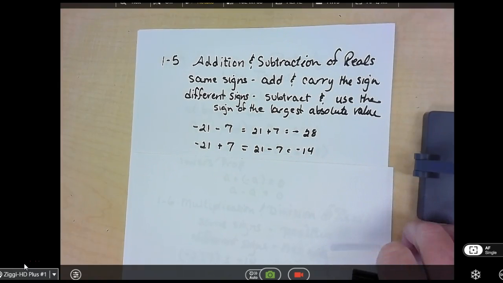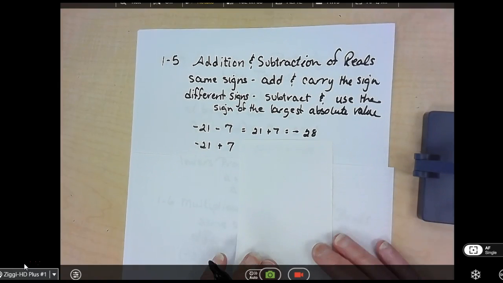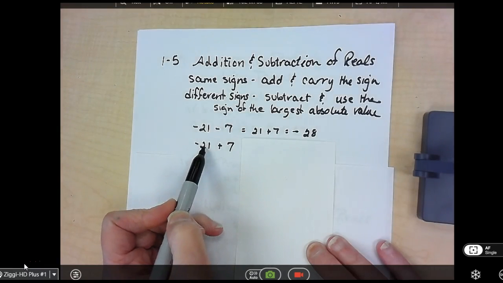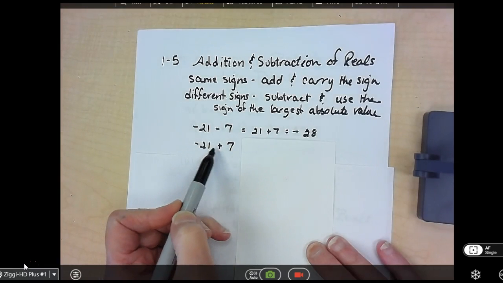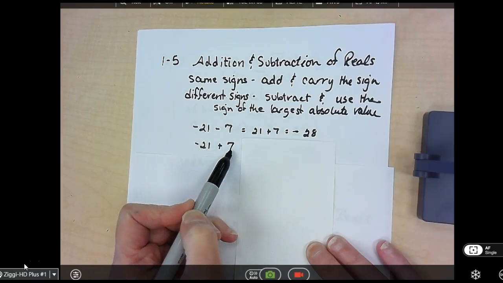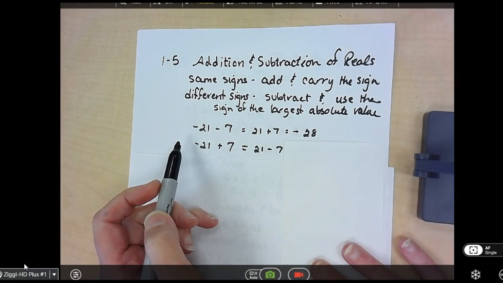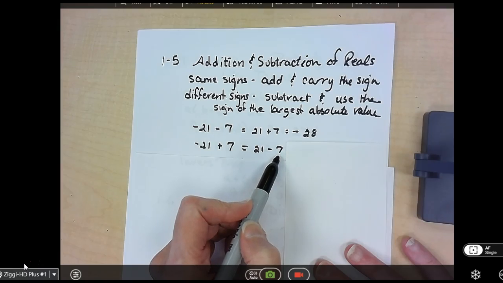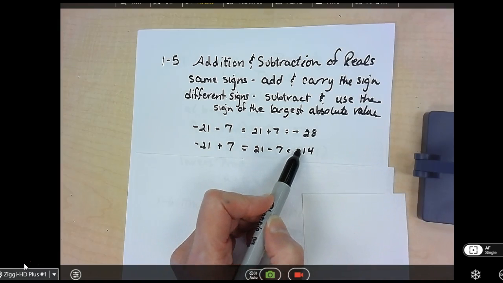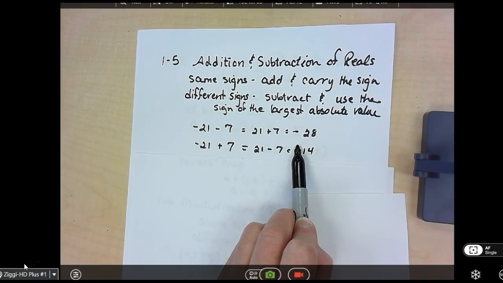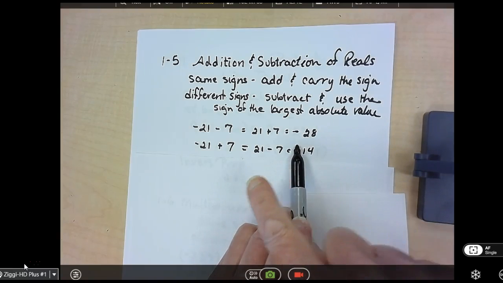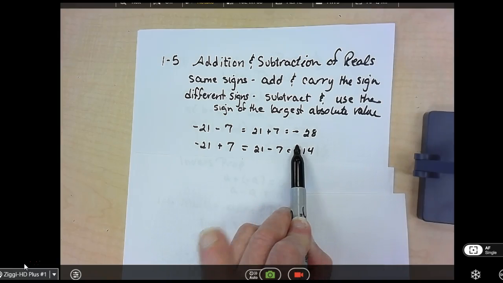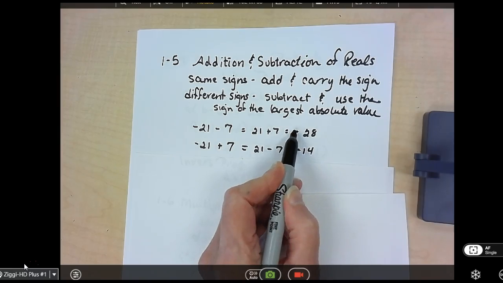When they're different signs, negative 21 plus 7, that's a minus, that's a plus. So I take and I subtract the two numbers. 21 minus 7 is 14. Once I have the 14 written down, then I go through and look at the 21 and the 7 without any signs on them, and 21's bigger than a 7. So I look, 21 was negative, so my 14 is negative.